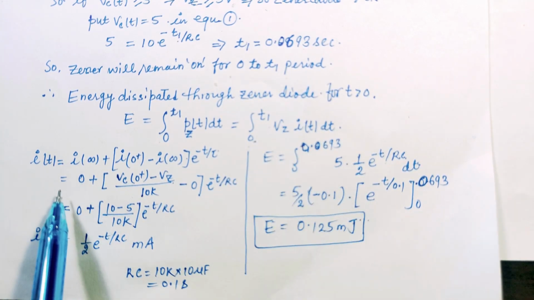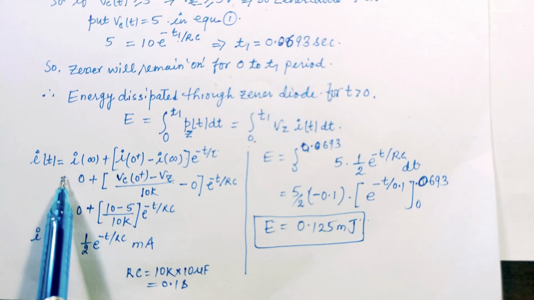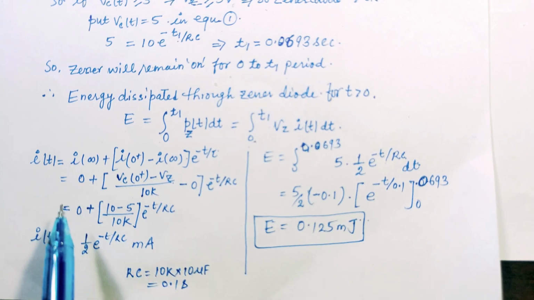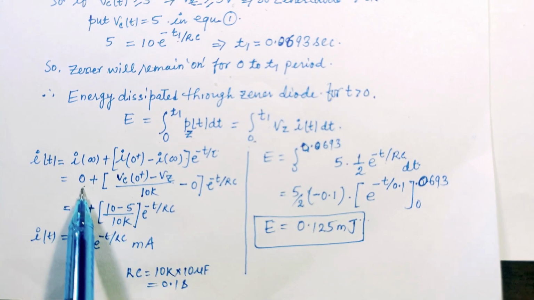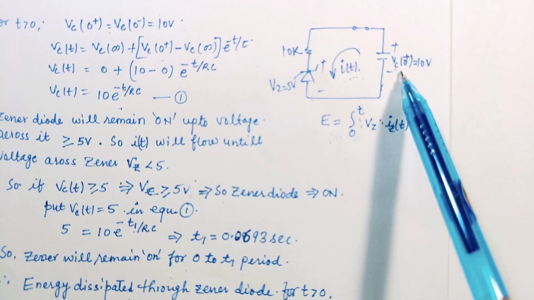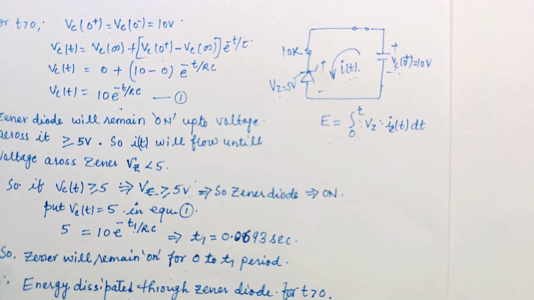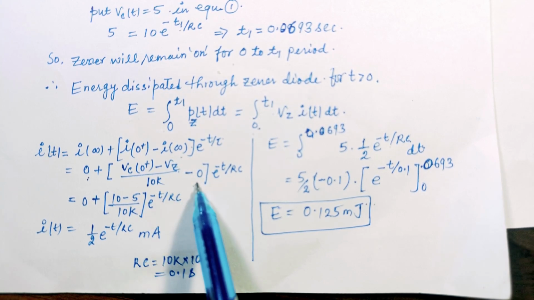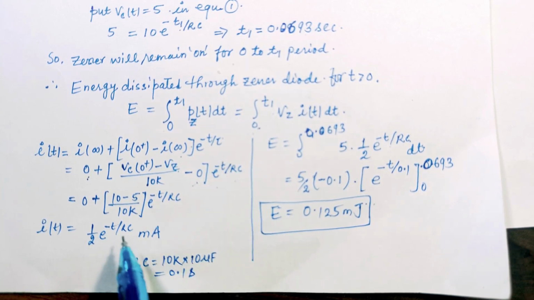We can use the iT formula as we usually use in the transient equation, that is iT equals I(infinity) plus [I(0+) minus I(infinity)] into e to the power minus t by tau. At infinity time, the current in this circuit will be equal to 0, plus the I(0+) value. We can see from this circuit that I(0+) will be equal to [Vc(0+) minus Vz] upon 10k. So we put it in the equation: [Vc(0+) minus Vz] upon 10k minus I(infinity), which is 0, into e to the power minus t by tau, where tau is RC. Now we solve it and find iT equal to 1 by 2 e to the power minus t by RC milliampere. Here the RC value is 0.1 second, since the resistance value is 10k and the capacitance value is 10 microfarad.